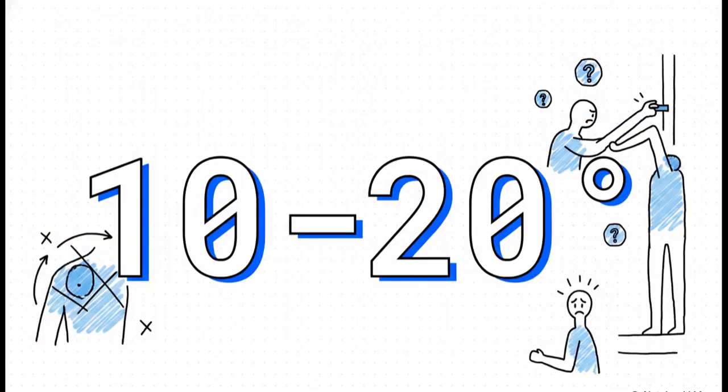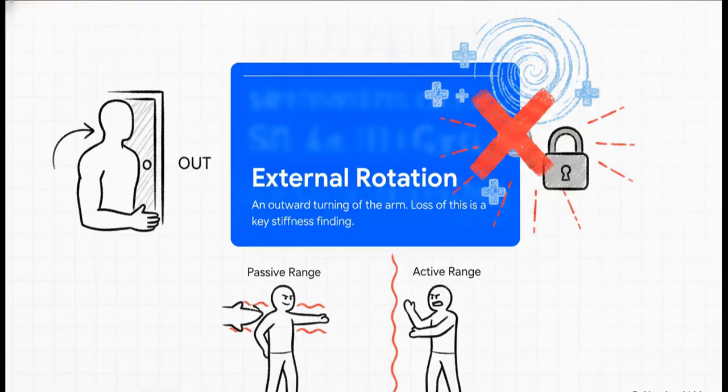To really understand how extreme the stiffness can be in a frozen shoulder, just look at this number. 10 to 20 degrees. That is often the absolute maximum range a patient with a frozen shoulder can achieve in one highly specific, crucial movement. Imagine trying to go about your daily life with only 10 to 20 degrees of rotational freedom in your shoulder. It is severely debilitating. And that specific movement? It's external rotation, an outward turning of the arm.